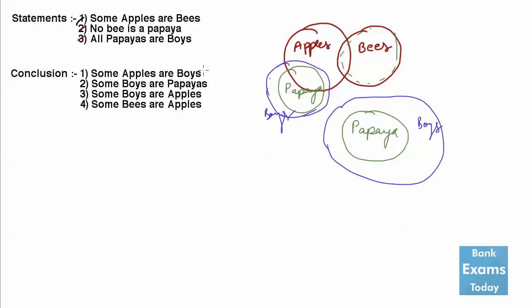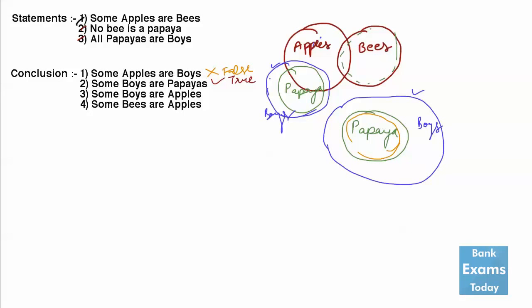Some apples are boys. If we look at this one, it is right. But there is a second possibility, where there is no relation between apples and boys. So this conclusion can't be found. This is false. Some boys are papayas. Yeah, this one is right. In both situations, the papaya part is also boys. So this one is true.